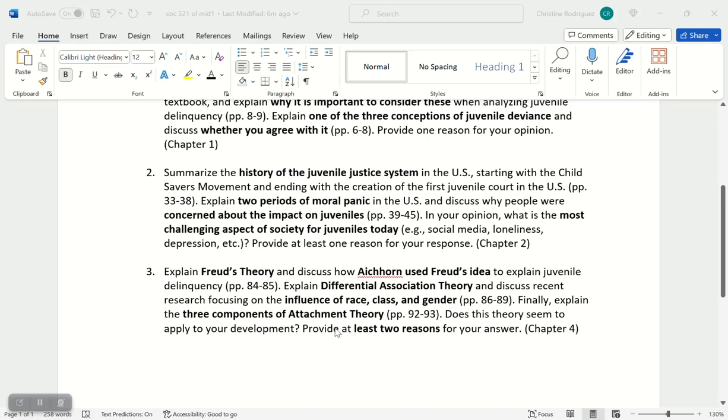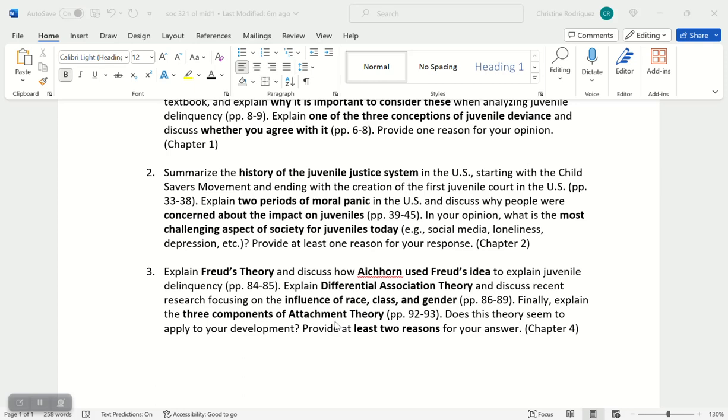Question 2 is from Chapter 2. Summarize the history of the juvenile justice system in the U.S., starting with the Child Savers movement and ending with the creation of the first juvenile court in the U.S.